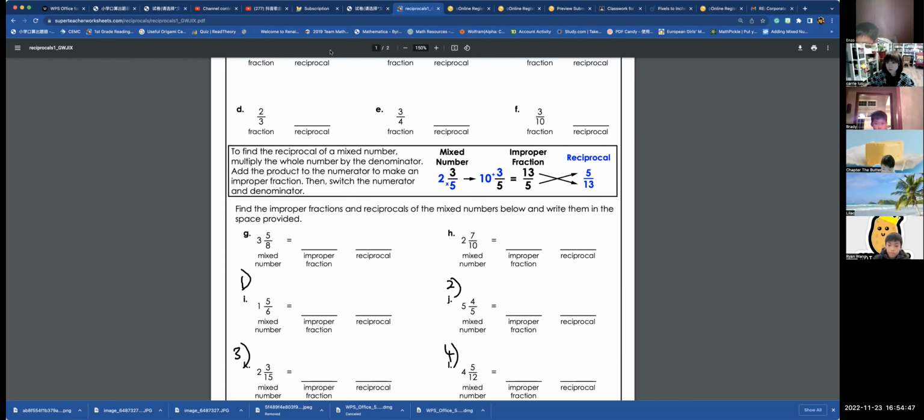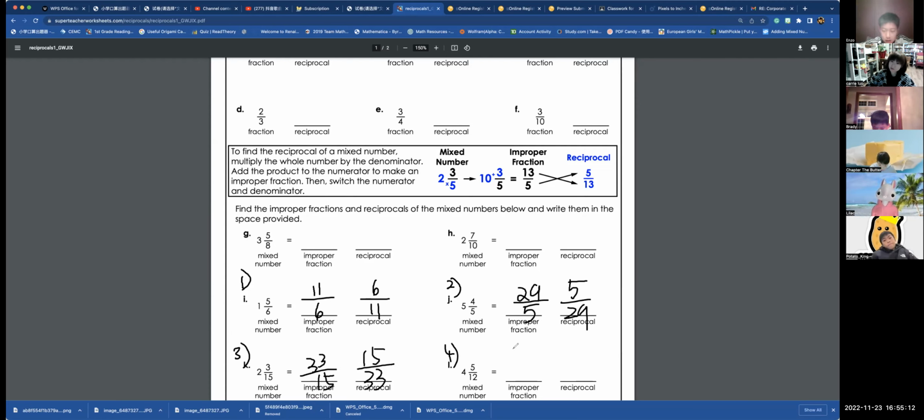Okay, so I'm going to start telling the answers. I know why Brandy is so slow, because she types out every one. Brandy, you don't need to type out everything. Okay, very good. So the first one is 11 over 6 and 6 over 11. This one is 29 over 5 and 5 over 29. And this one is 33 over 15 and 15 over 33. And this one is 53 over 12 and 12 over 53. Okay, everybody, congratulations. Almost everyone got it all right.